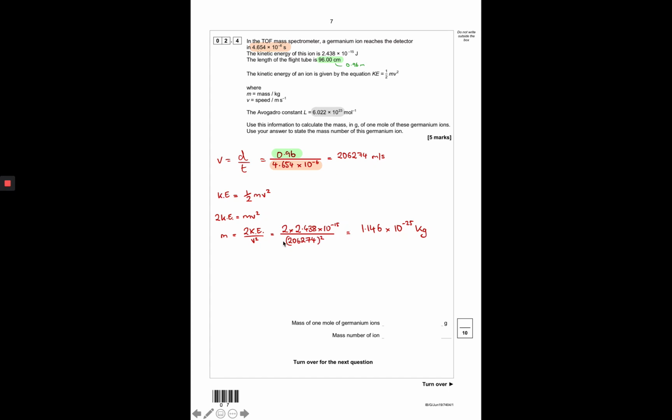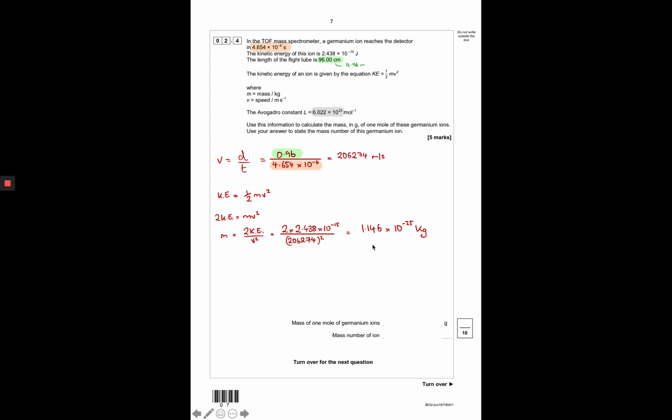We've got our velocity, so our denominator is going to be velocity squared. It's just 2 times the kinetic energy which they gave us. So by the end of this calculation, we have used the first 3 values that they've given us, and we now have a value for the mass, which we've got to remember is in kilograms. So get into the habit of writing units as you work through. You've got to remember that what you're measuring here is a single ion, so that's why we have an incredibly small mass. We have now worked out the mass of one of these germanium ions.